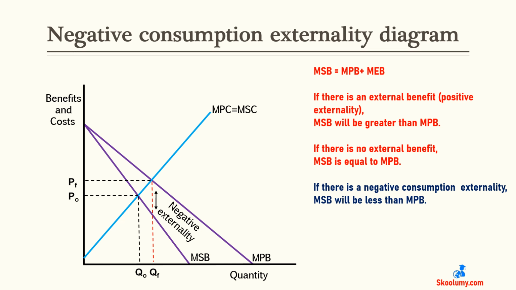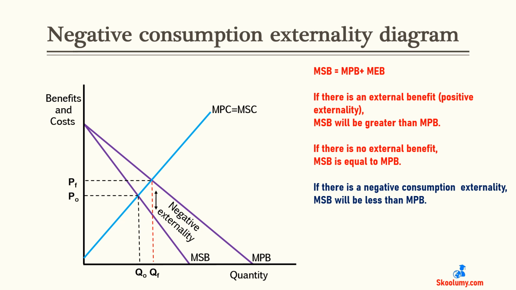We will still use the two demand curves for negative consumption externality. We will use the formula, marginal social benefit is equal to the sum of marginal private benefit and marginal external benefit. If there is an external benefit, marginal social benefit is greater than marginal private benefit. If there is no external benefit, marginal social benefit is equal to marginal private benefit. If there is a negative consumption externality, marginal social benefit is less than marginal private benefit.